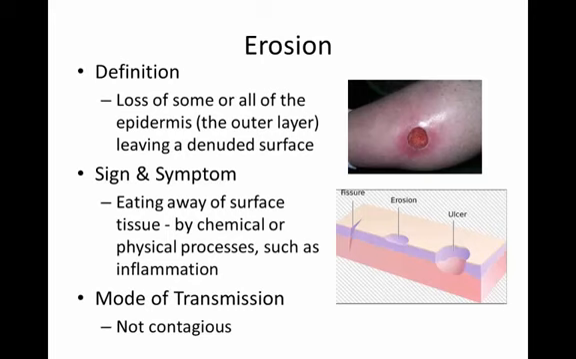An erosion is a loss of some or all of the epidermis or the outer layer of the skin. The signs and symptoms include eating away of the surface layer by chemical or a physical process such as inflammation. The mode of transmission is not contagious, so if somebody has an erosion, you are not likely to catch it from them.